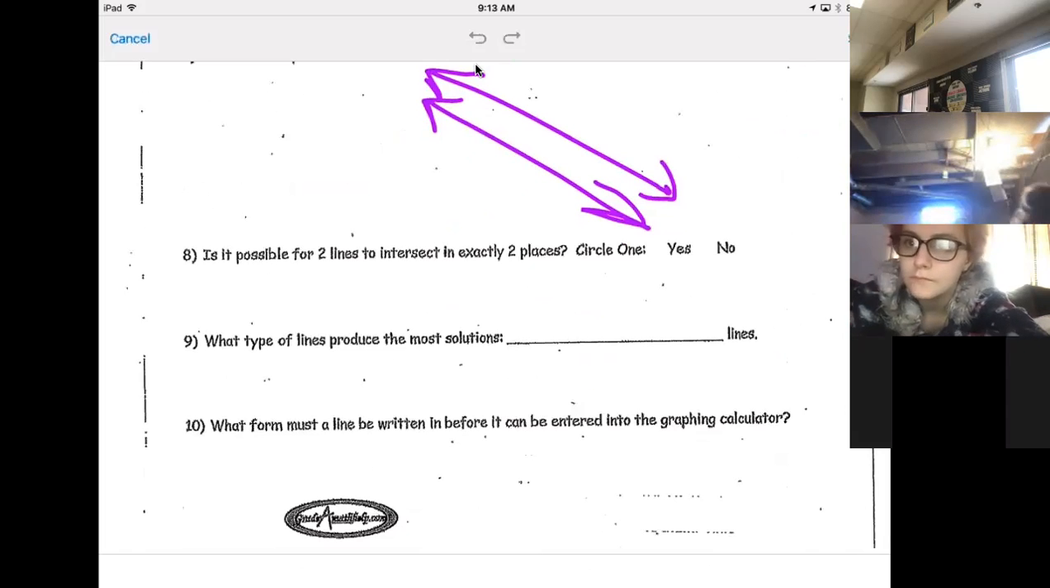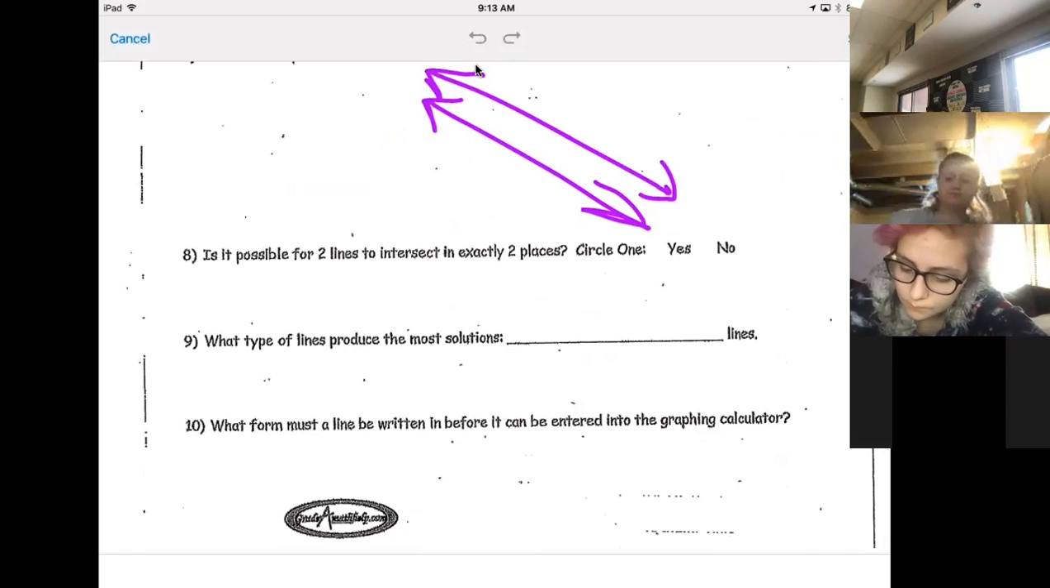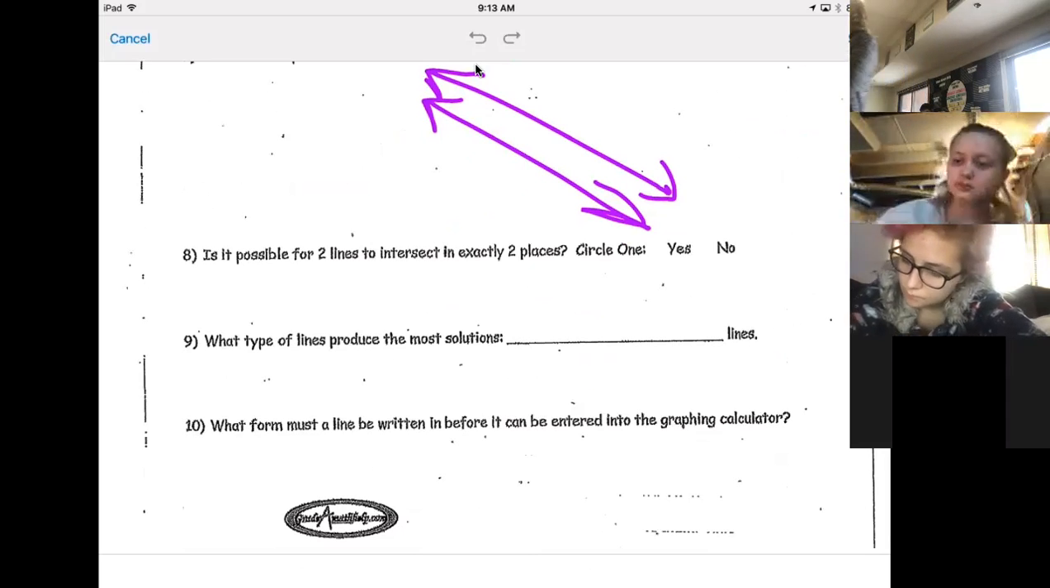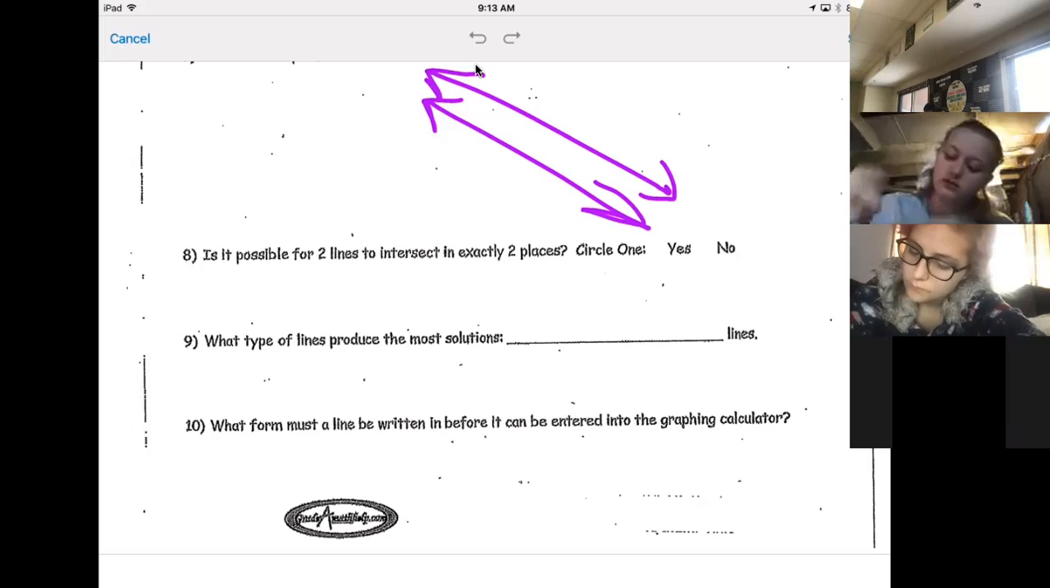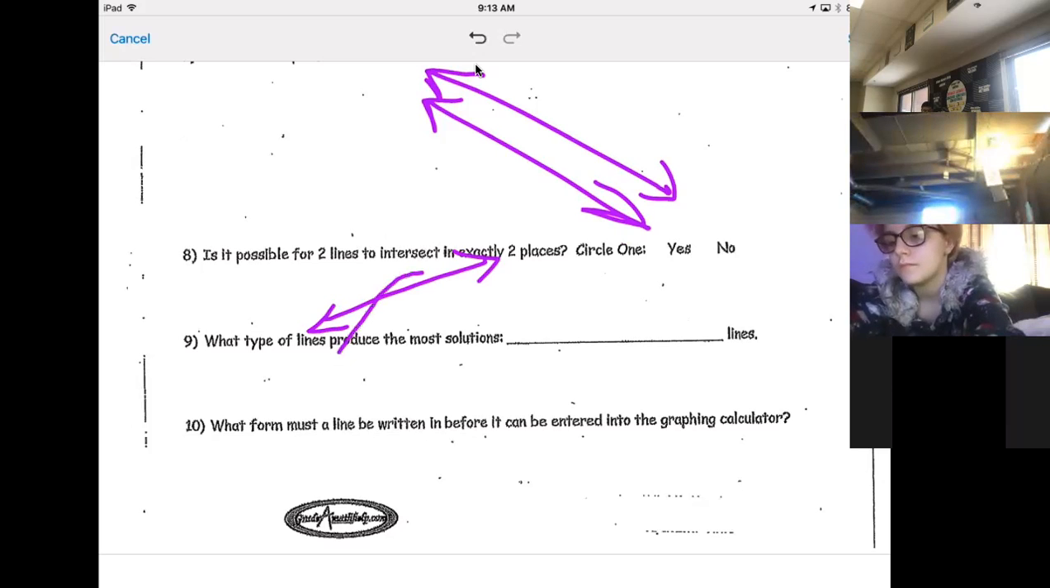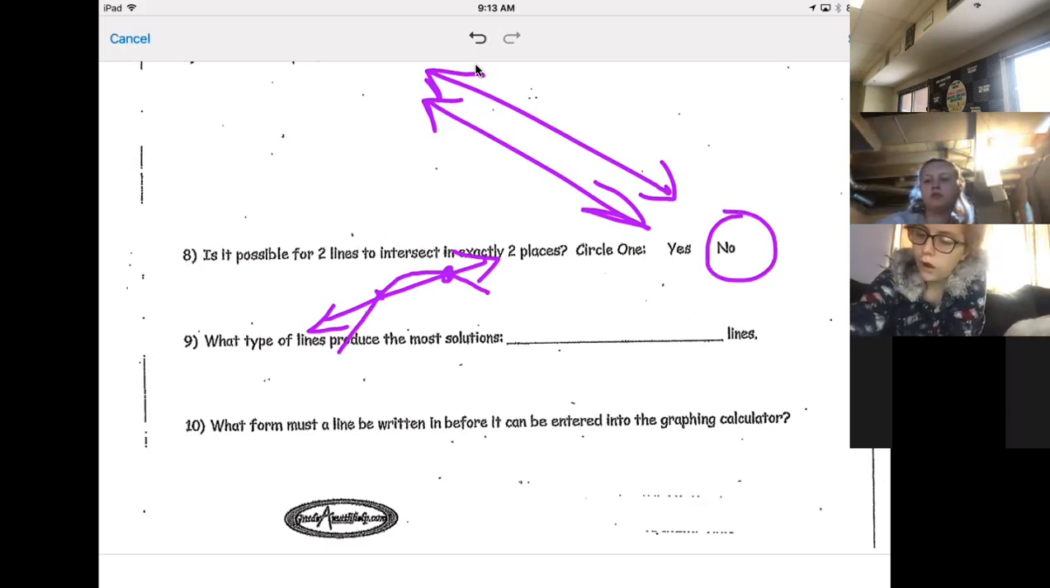Is it possible for 2 lines to intersect in exactly 2 places? Let's try it. Yes. There's a line. Can I get another line to go through it and cross it in 2 places? I could get an arc to cross it, but not a line. The line has to be straight, right? So that would be a no. Can't do it.